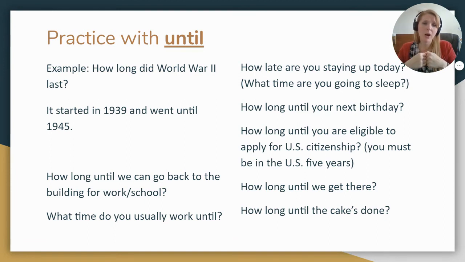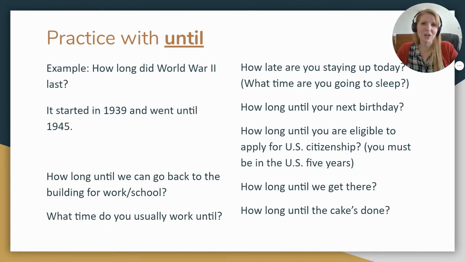How long until you are eligible to apply for US citizenship? So you must be in the country for 5 years to be able to apply to become a citizen. So if you have been in the United States for 1 year, you have 4 more years until you can be a citizen, or you can apply to be a citizen.